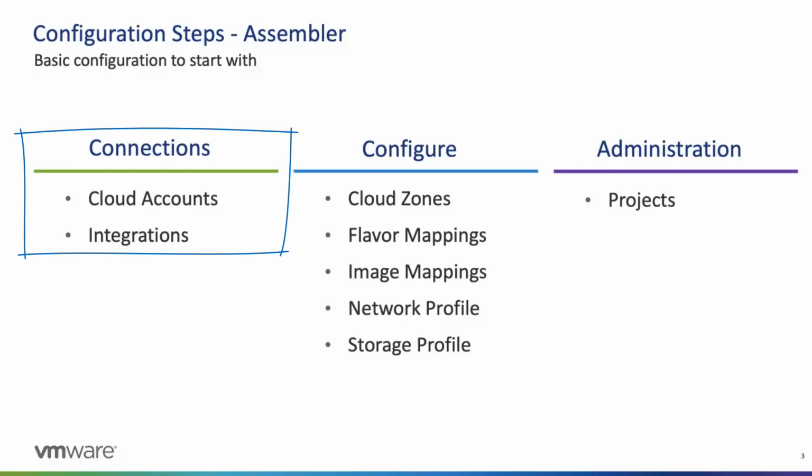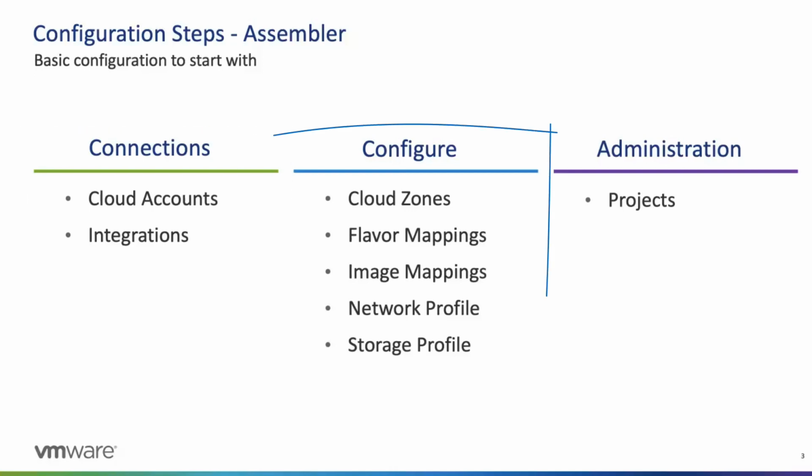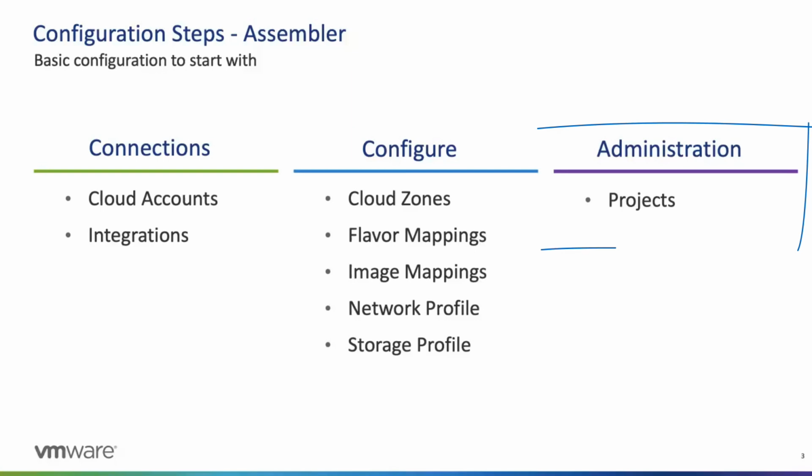And then for consumption, you configure certain points: cloud zones, flavor mapping, image, network profiles, storage profiles, etc. And then you configure your projects. And we will talk about more of these when you go into it. But remember this sequence, and this is for your basic starting point. You can go into advanced points, which we will cover, but this is the bare minimum you need to start with. Okay.